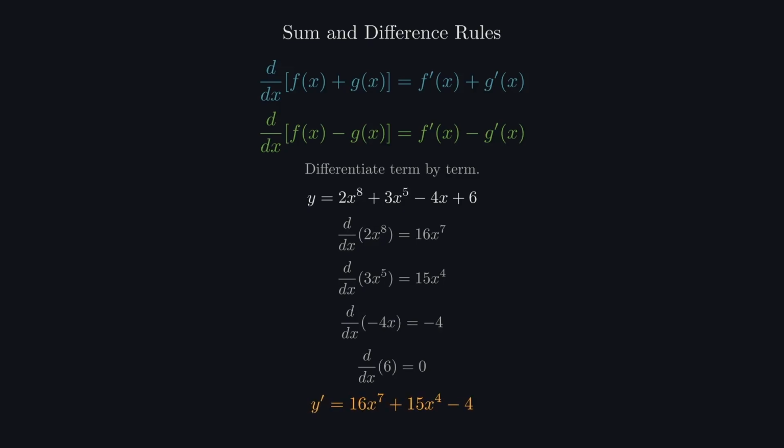Putting these together, using the sum and difference rule, we get y prime equals 16x to the power of 7 plus 15x to the power of 4 minus 4. This example shows how powerful and easy the sum rule is for polynomials. We just differentiate each term and add the results.